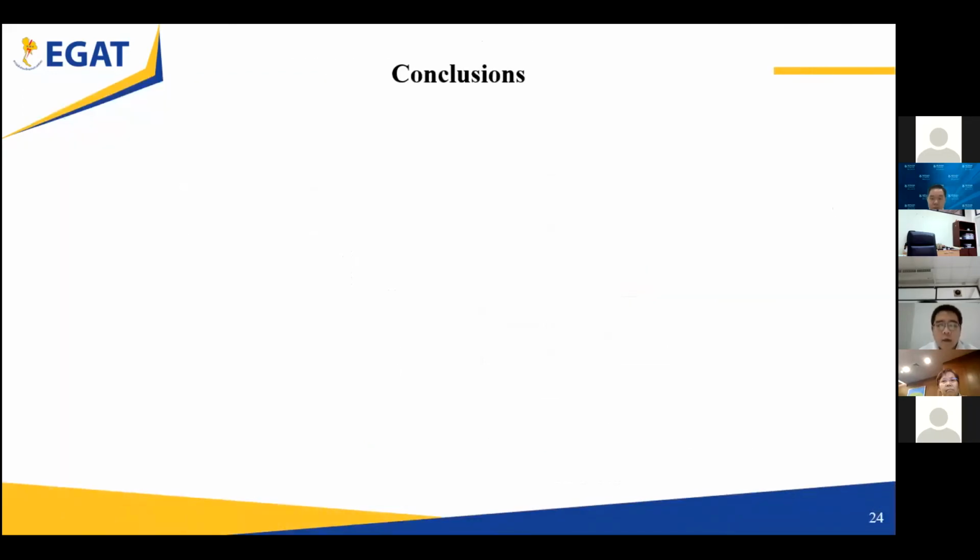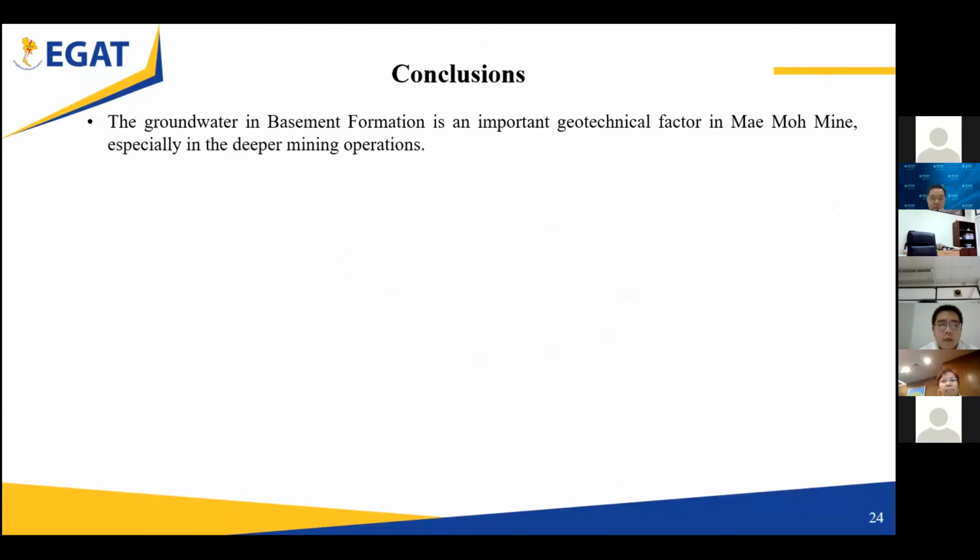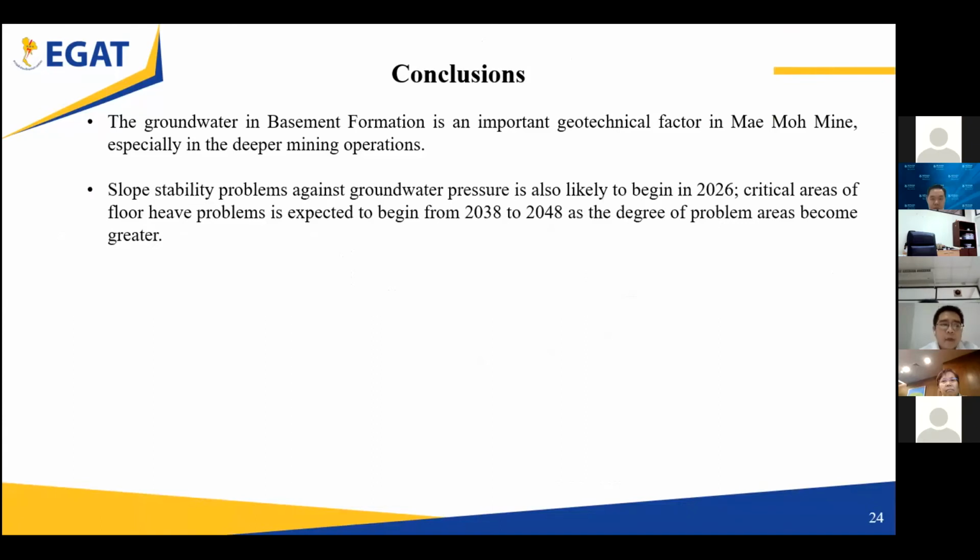And the final is conclusion. The first, the groundwater in basement formation is an important geotechnical factor in Mammoth Mine, especially in the deep mining operation. The second, slope stability problems against groundwater pressure are also likely to begin in 2026. Critical areas of the fore heap problem are expected to begin from 2038 to the final pit in 2048, as the degree of problem area becomes greater.